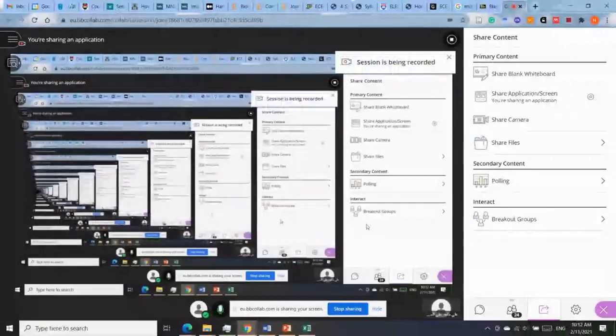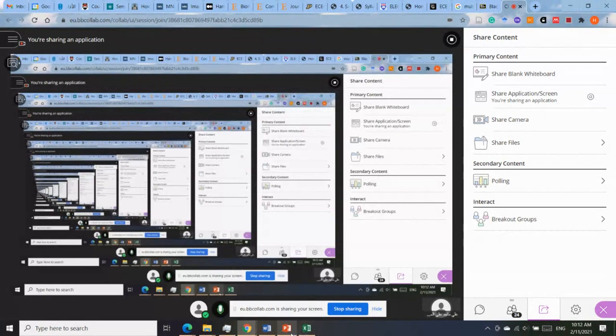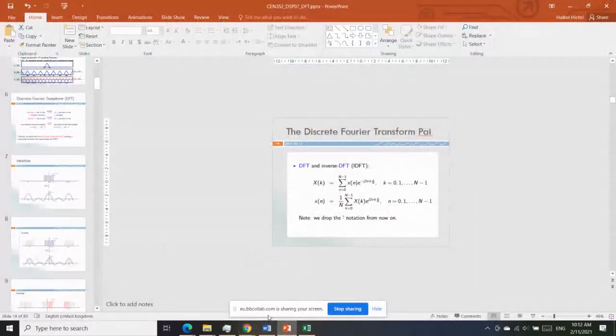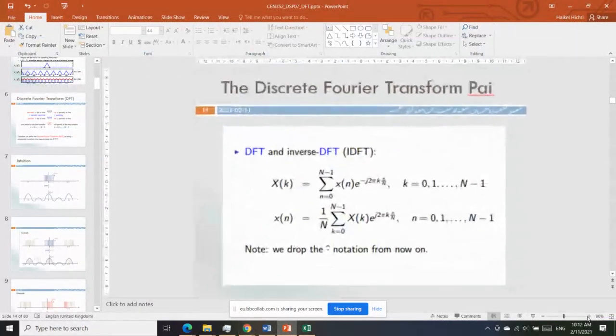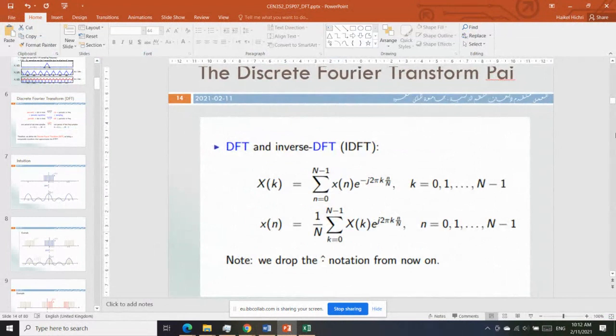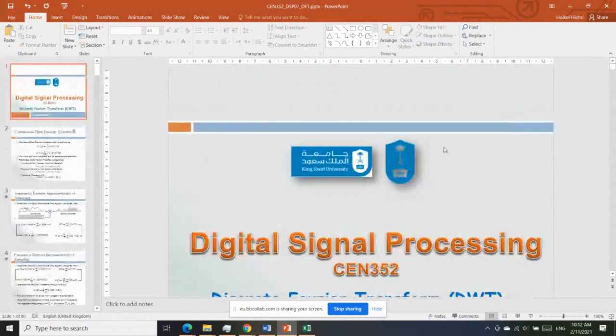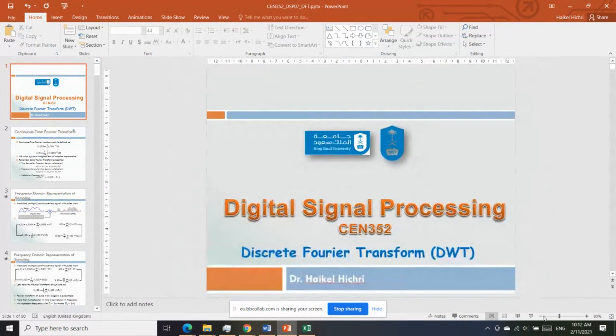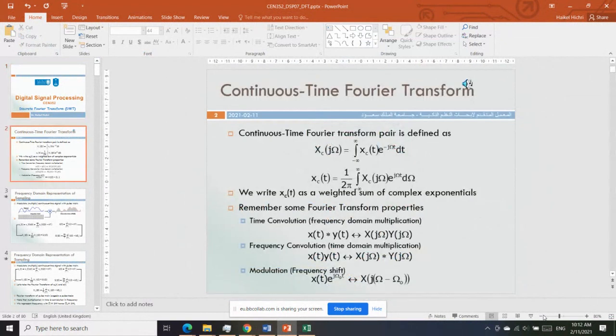which is a very important topic, the discrete Fourier transform. You have already taken the Fourier transform in 340, the signals and systems course, but you took it in the continuous case. So you took the continuous time Fourier transform.